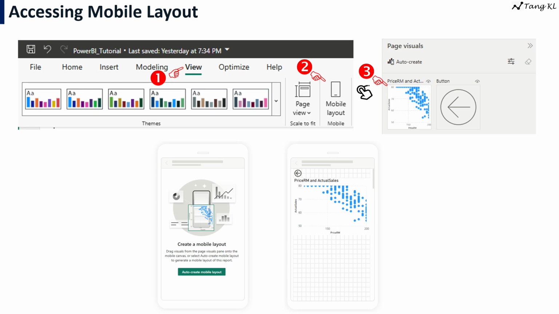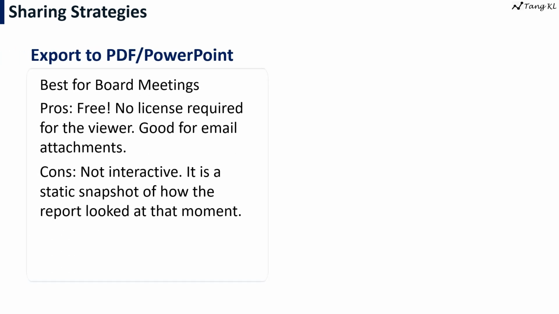There are two additional ways to share a Power BI report, depending on the audience and purpose. The first option is export to PDF or PowerPoint. This approach works well for board meetings or formal presentations. The exported file is free for viewers and easy to send by email. However, it's important to note that the result is static. What you export is a snapshot of the report at that moment with no interactivity.